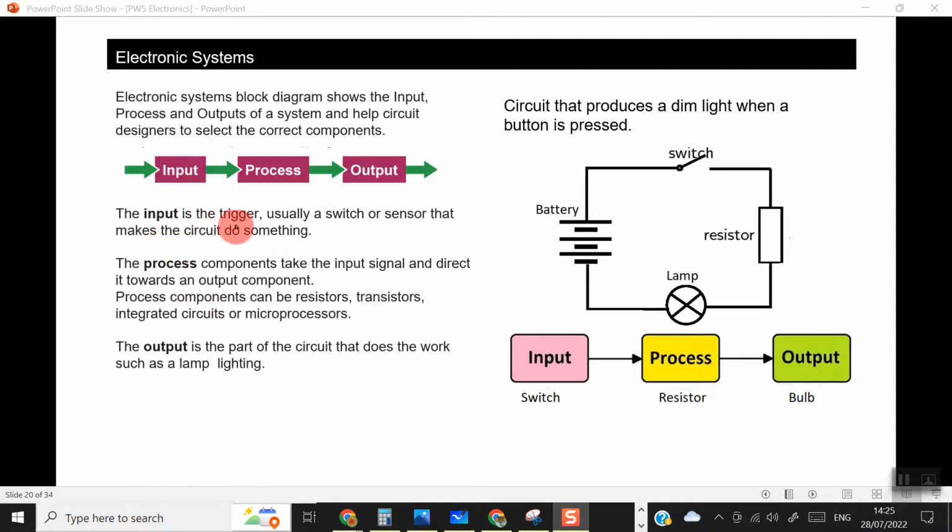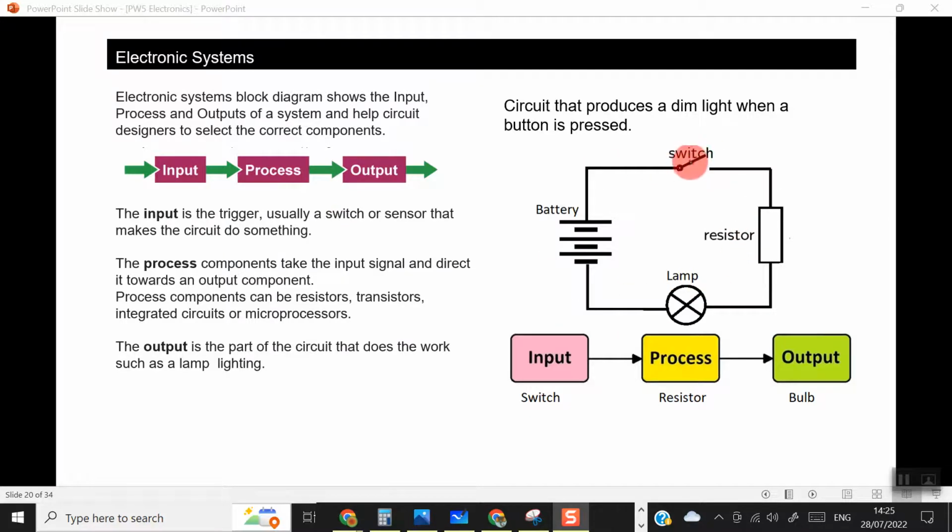The input is the trigger, usually a switch or a sensor that makes the circuit do something. So when we're designing a circuit, you have this input, something that's going to start the circuit. A really simple example of that is if we have a look at this circuit here, an input will be the switch.